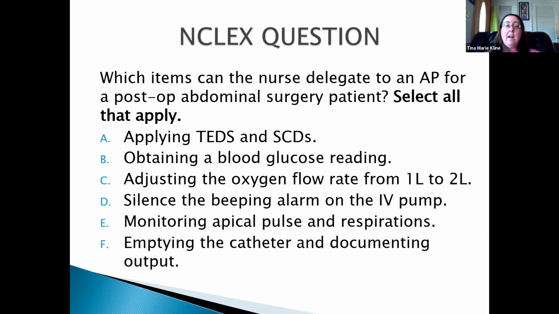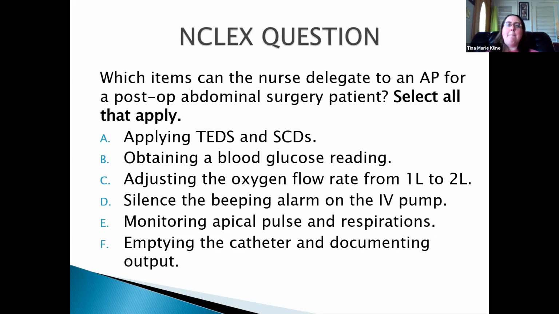All right, D, silence the beeping alarm on the IV pump. Okay. Can your AP touch the IV pump? No, they should not be doing that. Again, we're in the Magic NCLEX hospital. The AP should not be adjusting the pump at all. The only thing they should be doing with a pump is unplugging it from the wall to help your patient to the bathroom if they need to ambulate to the bathroom. And when they come back, they can plug the pump in. That is all they can do. They should not be addressing any alarms. They should not be programming anything. If it's beyond plugging it in and out of the outlets, the AP should not be doing it. So D is a big no-no.